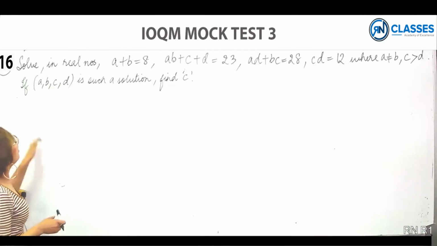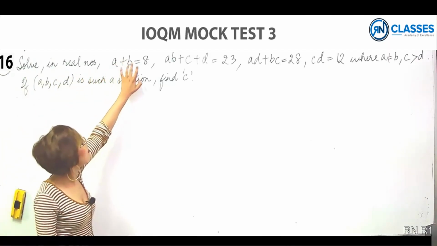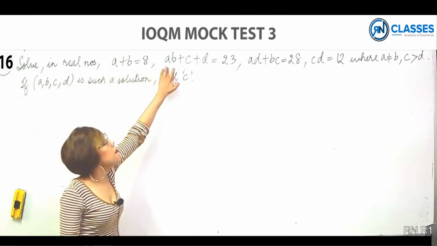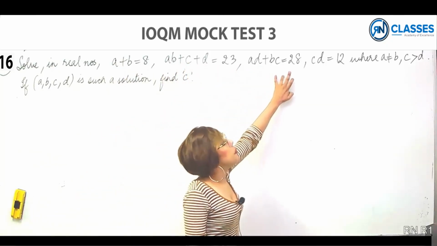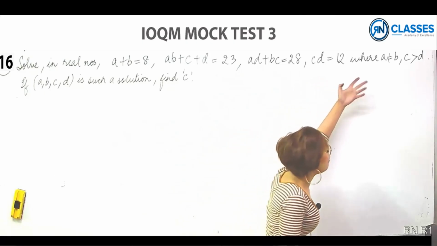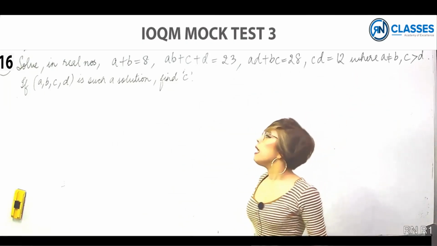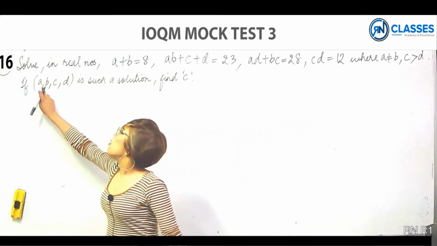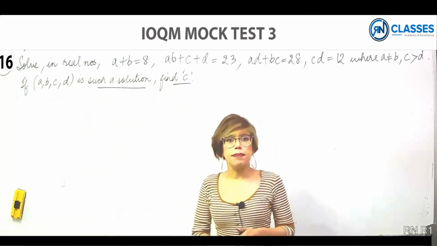Next one, solve in real numbers the system of equations. A plus B is equal to 8, AB plus C plus D is equal to 23, AD plus BC is equal to 28, CD is equal to 12, where the conditions are A is not equal to B, C is greater than D. And if A, B, C, D is such a solution, you need to find the value of C.